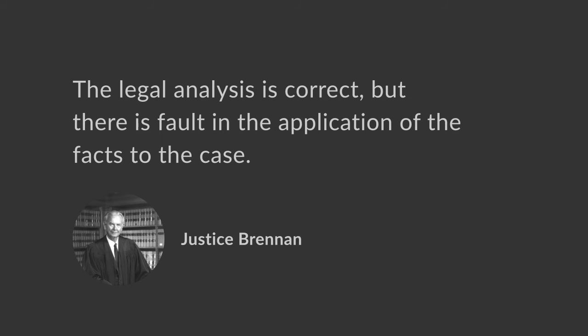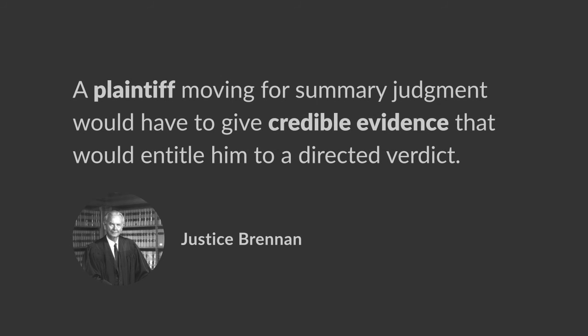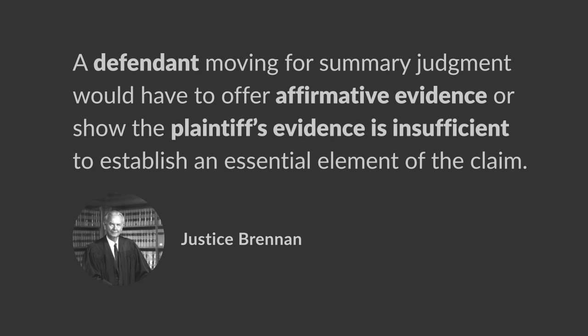Brennan's analysis was based on who has the burden of persuasion on the issue at trial. For example, a plaintiff moving for summary judgment would have to give credible evidence that, if not disproved, would entitle him to a directed verdict. A defendant moving for summary judgment would have to offer affirmative evidence or show that the plaintiff's evidence is insufficient to establish an essential element of the claim. Here, Brennan found that Celotex failed to meet its burden.